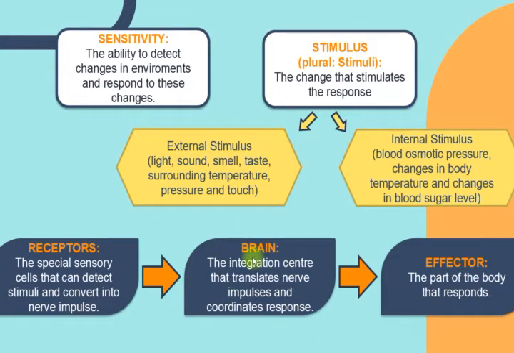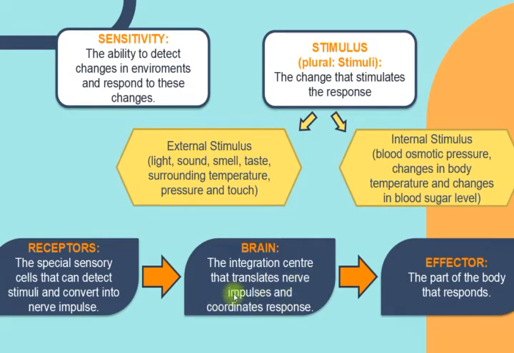Okay, so the brain refers to the integration center that translates the nerve impulse and will coordinate the response. So the brain will determine what the appropriate response is that we have to carry out. So that is referred to the brain, which is the integration center. The brain will translate the nerve impulse and coordinate the response.